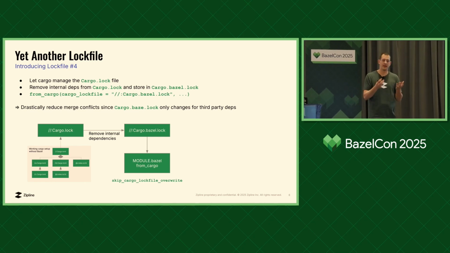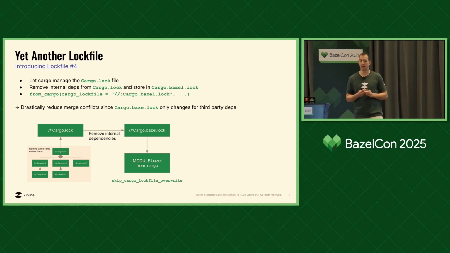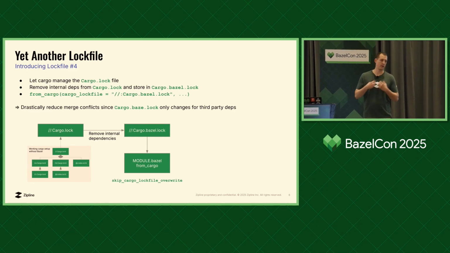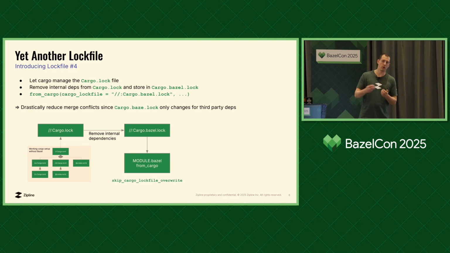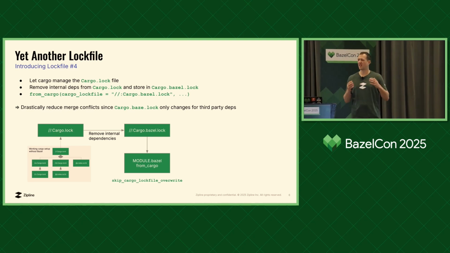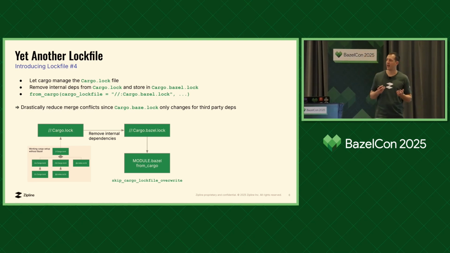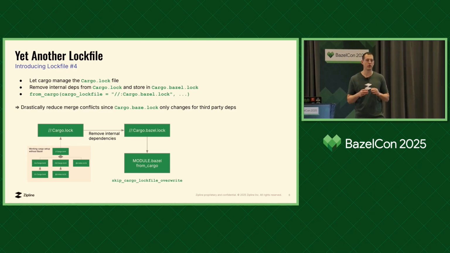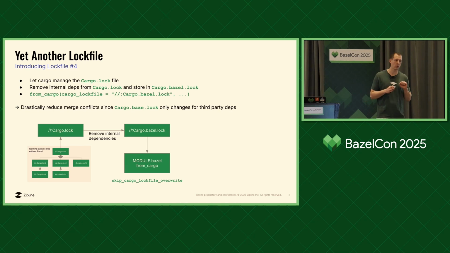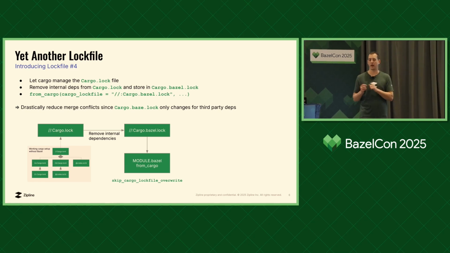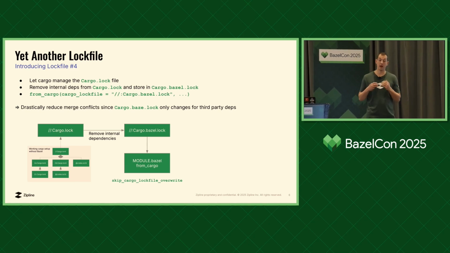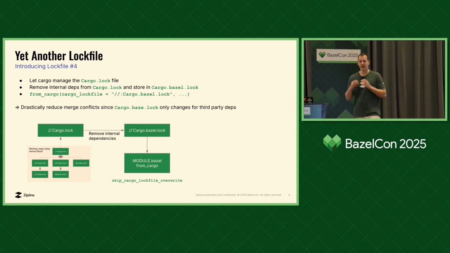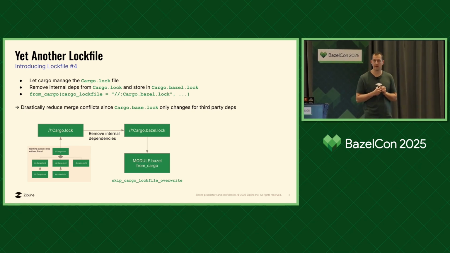Now, to hook that in with the from cargo module extension, we had to introduce another parameter that prevents rules Rust from writing the output back, because it would also restore the internal dependencies. This was an experimental flag. You probably should not use it. It's more for our experiments, to tell rules Rust, I'm making sure I take care of my cargo.lock file on my own. Please don't write it back. Don't keep it up to date. But this was good enough for us to figure out that the third-party only lock file does not change as much as the previous one.